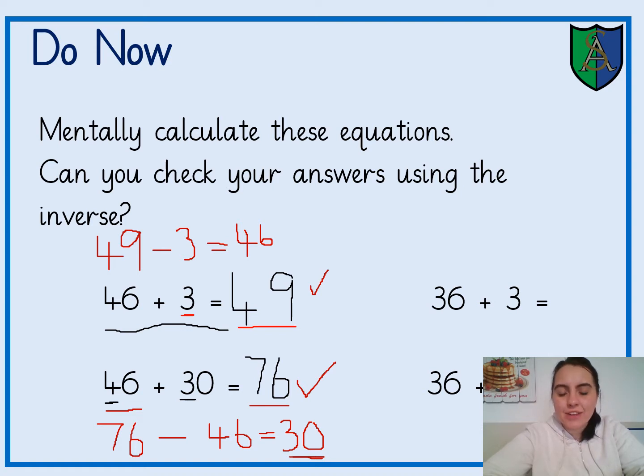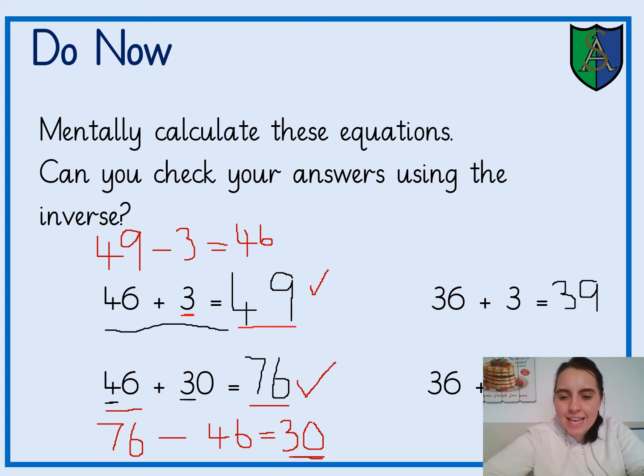Okay, let's have a go at doing one more together because this is quite tricky, and then what we will do is I will leave the final one for you to have a go at yourselves. Okay, so let's calculate this mentally. Okay, 36 add 3, well I know that 6 add 3 is 9, and I know that I don't need to do anything to my 10 because there are no 10s to add to, okay? So I know that the answer is 39.